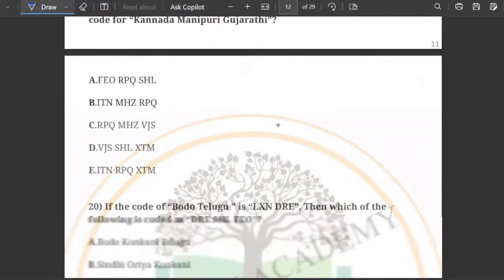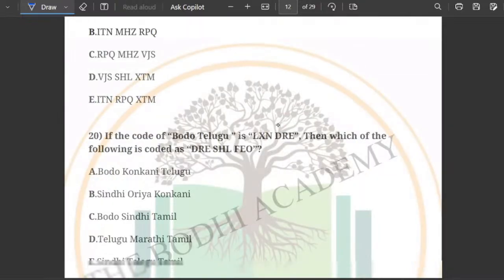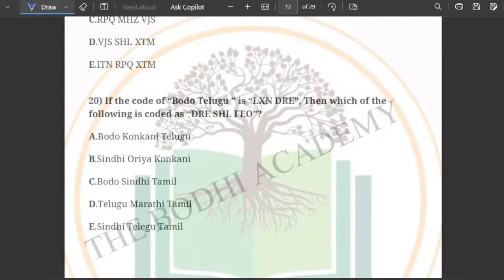Now, question number 20. If the code for Bodo Telugu is LXN DRE, then which of the following is coded as DRE, SHL, and FEO? Take the screenshot of that.